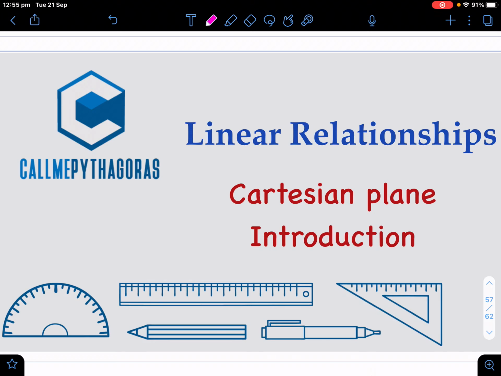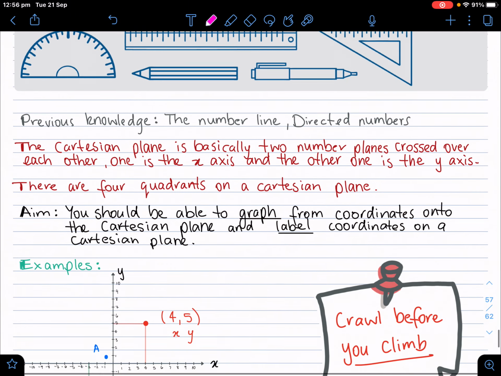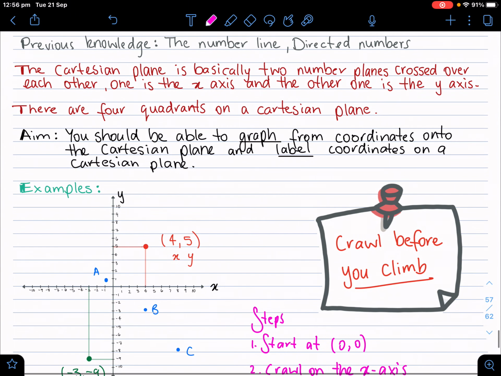Hey guys, so today we're going to be talking about an introduction to the Cartesian plane as part of linear relationships. So let's get into it. What is the Cartesian plane?